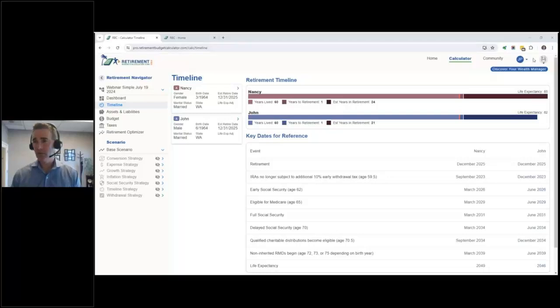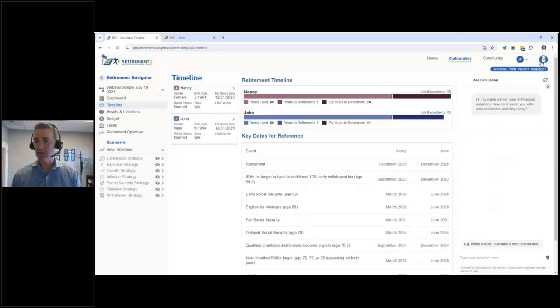Let me pull up Finn. If you don't know how, you just click on his face. This is Finn. He says, "Hi, my name is Finn, your AI financial assistant. How can I assist you with your retirement planning today?" And down below, we're going to give him a quick question that says, "Hi, Finn, I'm holding a webinar to introduce you to the world. Would you like to say hi?"